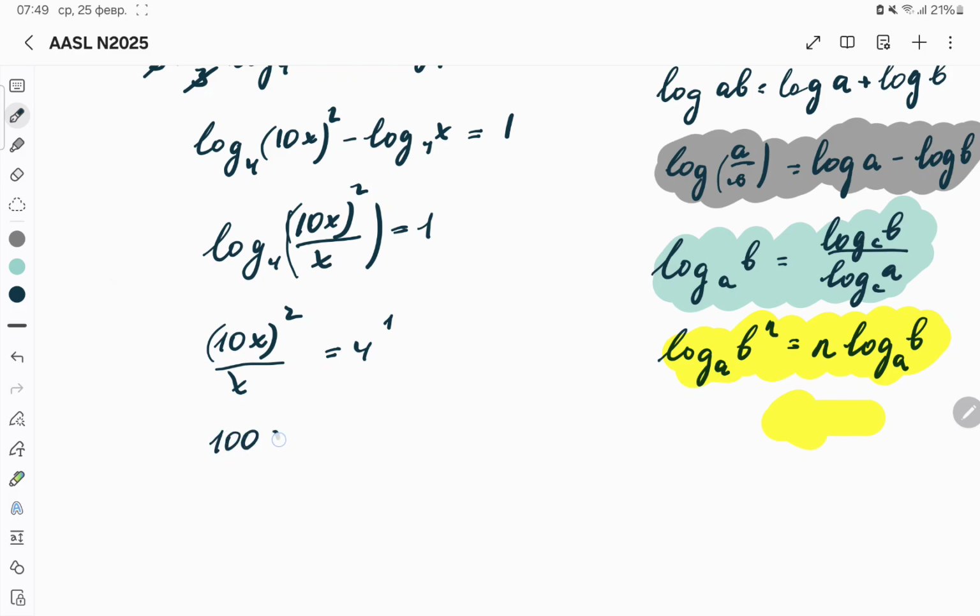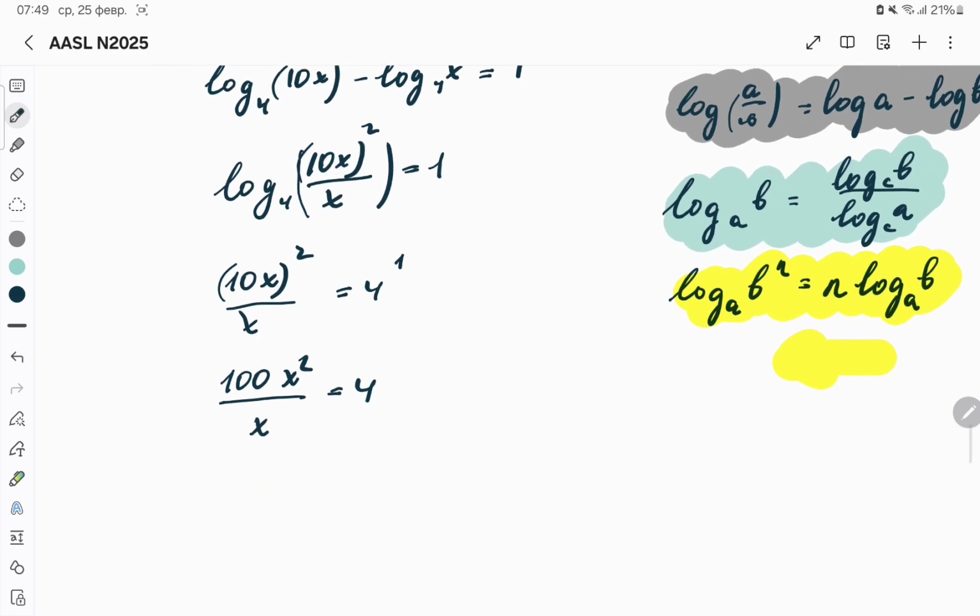And now 100x squared over x is equal to 4. So we have 100x is equal to 4. It's 4 over 100. Okay, or 1 over 25.